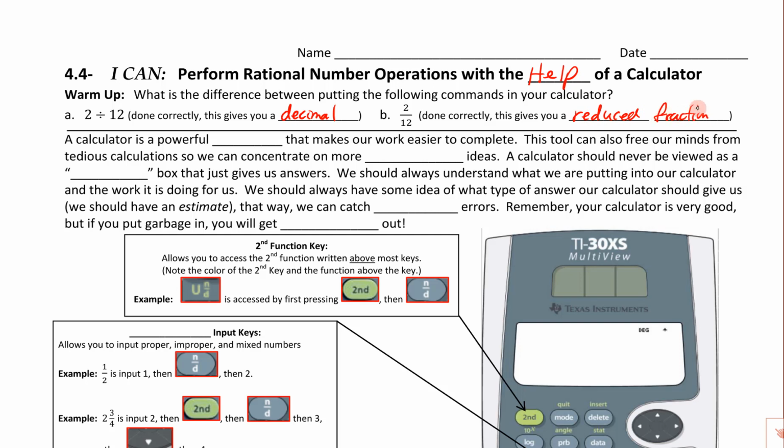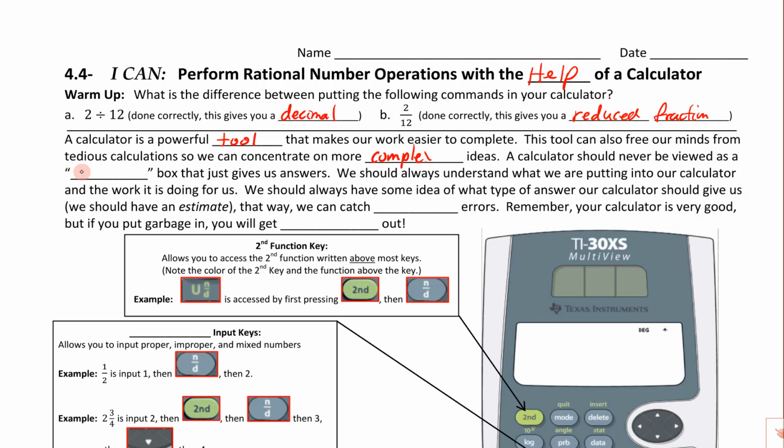Now we're going to talk about this next paragraph for a little bit, because it's really important that you understand what your calculator is doing for you. The first thing you need to understand is that the calculator is a very powerful tool. It makes our work easier to complete. It doesn't do our work for us, but it makes it easier for us to complete. This tool can free our minds from tedious calculations so we can concentrate on more complex ideas.